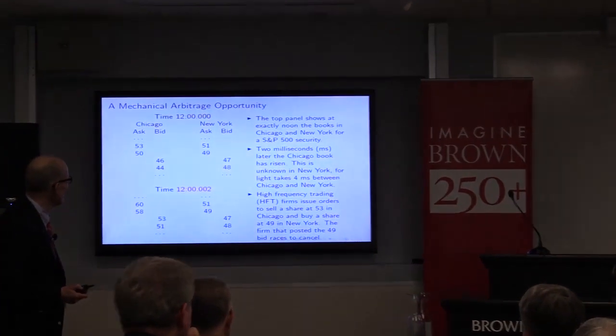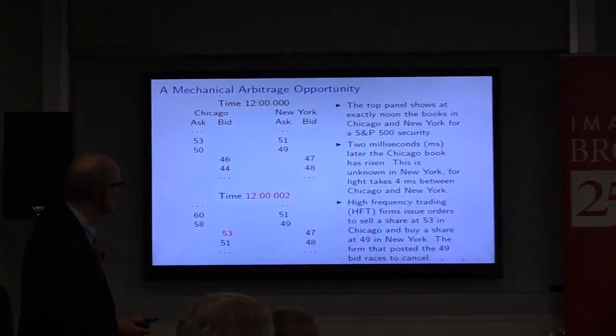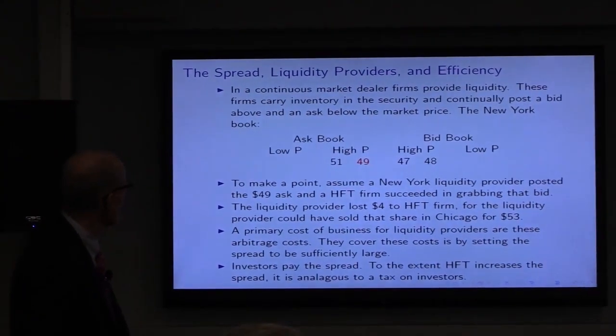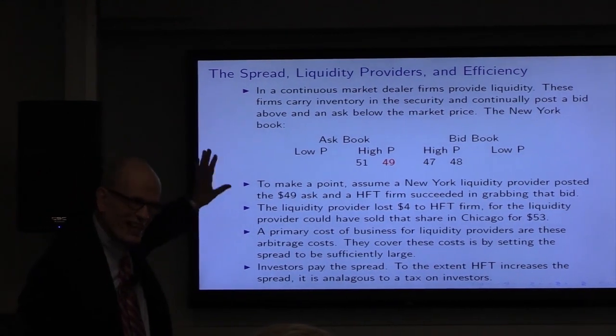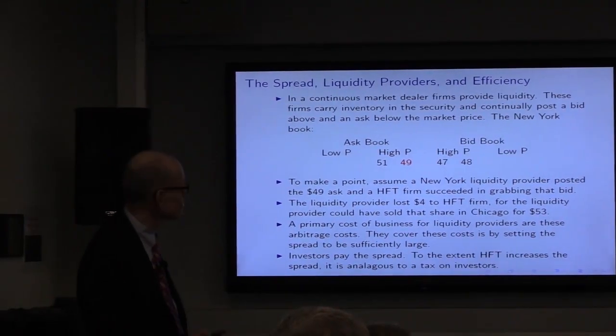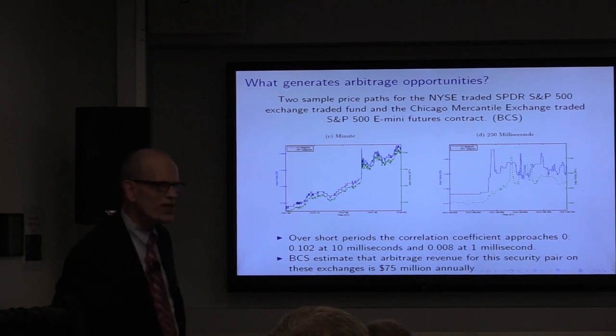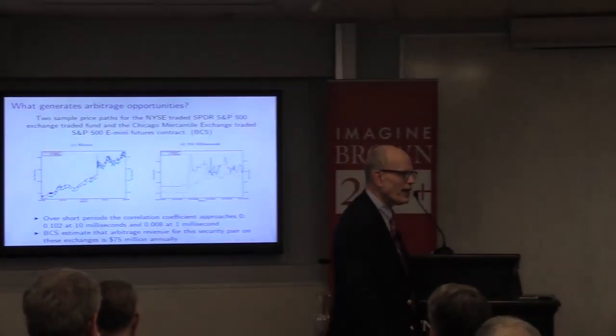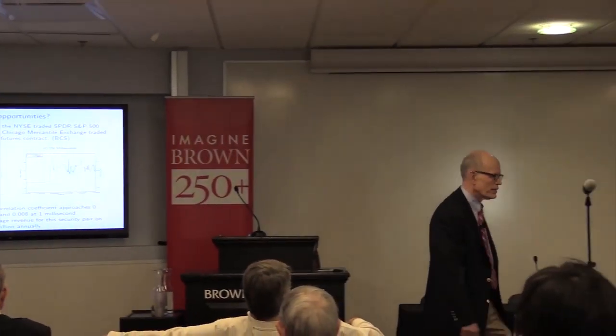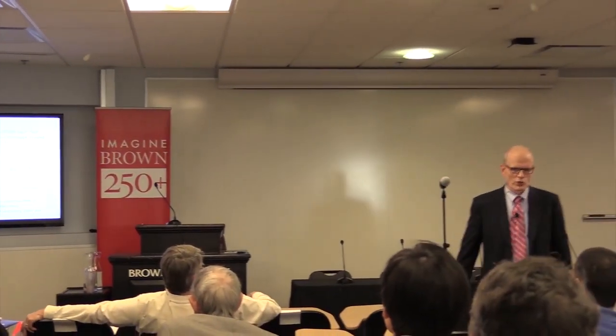But anyway, this slide's just what I said. This causes inefficiency. So, what generates these opportunities? And this is where the physics comes in. How long does it take for the speed of light to go between Chicago and New York? 4 milliseconds.